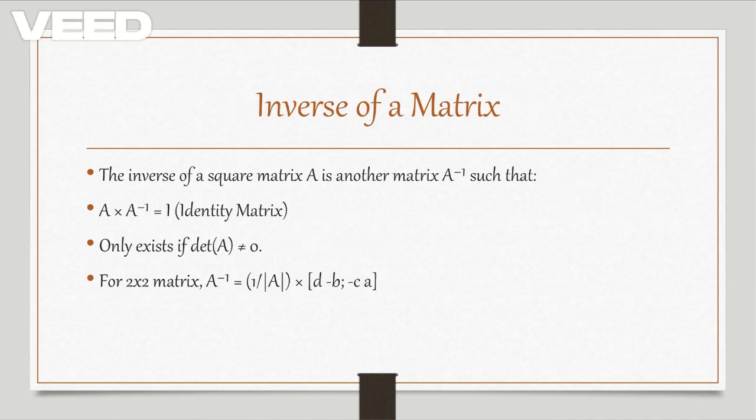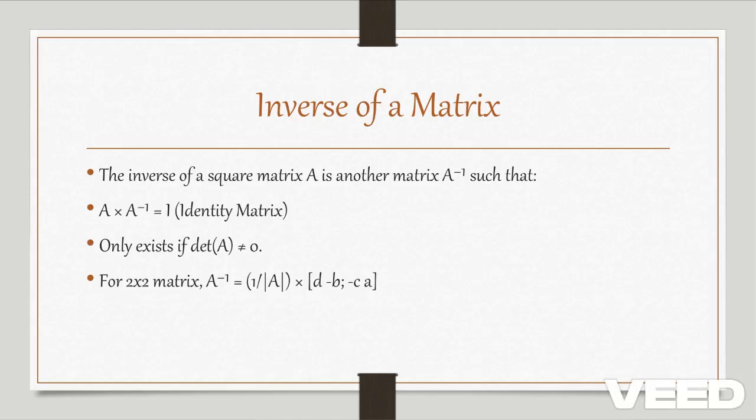Don't worry. Now, inverse of a matrix. The inverse of a square matrix A is another matrix A inverse such that A multiplied by A inverse equals I, which is the identity matrix. And we can calculate the inverse of a matrix if and only if the determinant of A is not equal to 0. We have the formula for A inverse. We are going to do questions on this.